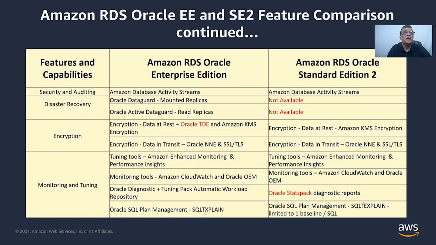The data at rest can be encrypted using TDE or AWS KMS native encryption that is available in Enterprise Edition. But on the Standard Edition side, TDE is not available, so AWS KMS encryption, which is the native encryption, can be used to encrypt the database. For data in transit in Standard Edition, Oracle Native Network Encryption or SSL/TLS certificate security can be implemented to encrypt the data while it is in transit from the database to the client connections.